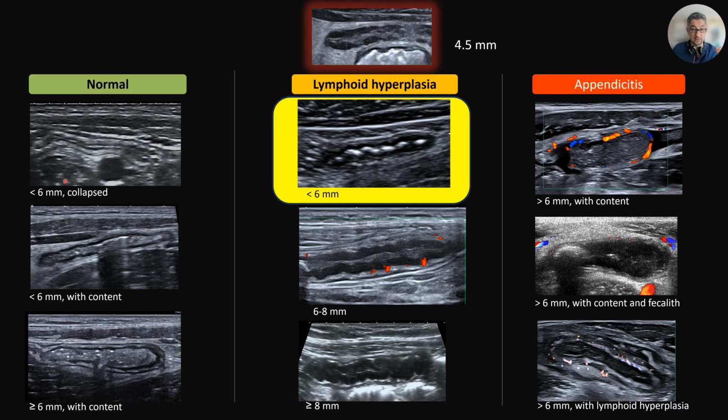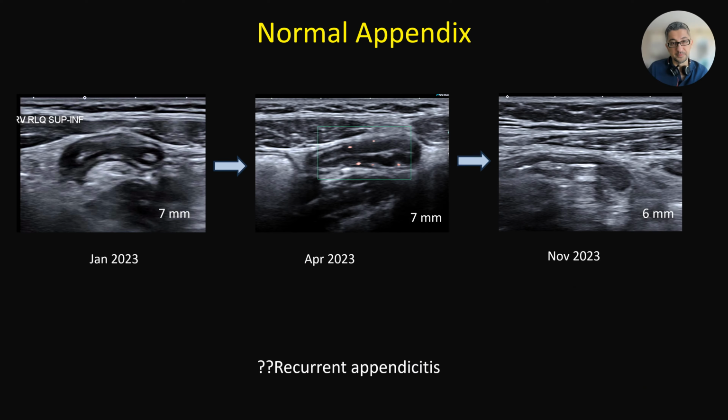So this is falling into the first category of lymphoid hyperplasia, measuring under 6 millimeters. The size of the appendix, by the way, does not change by age. That's why in the newborn there is a comparatively very large appendix because it still measures around 5-6 millimeters, but it doesn't change by age.